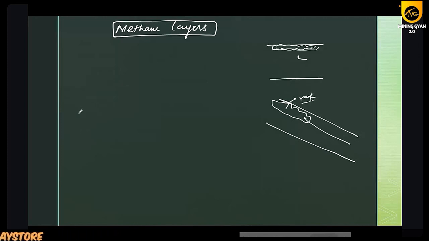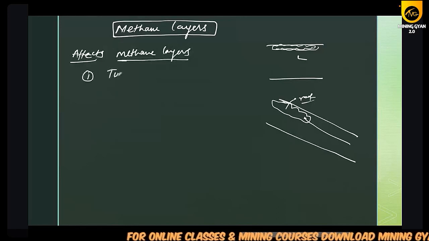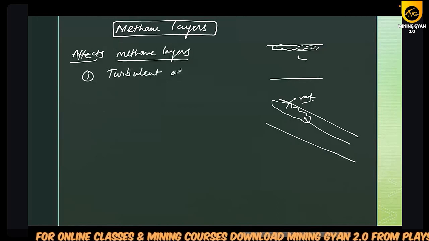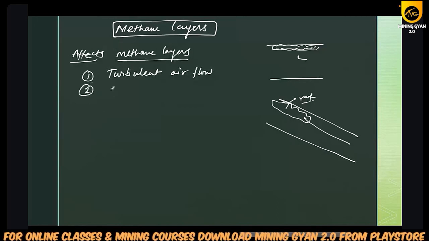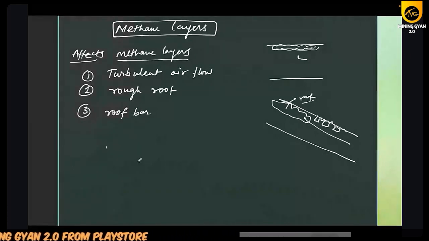So I will write which factors affect the methane layer. First factor is turbulent airflow. Second factor, if this roof is rough, a rough roof or roof bars, some bars here. I think you know laminar flow and turbulent flow, which I don't want to go into because then the class will be very lengthy. I am just giving you the basic information which is required.